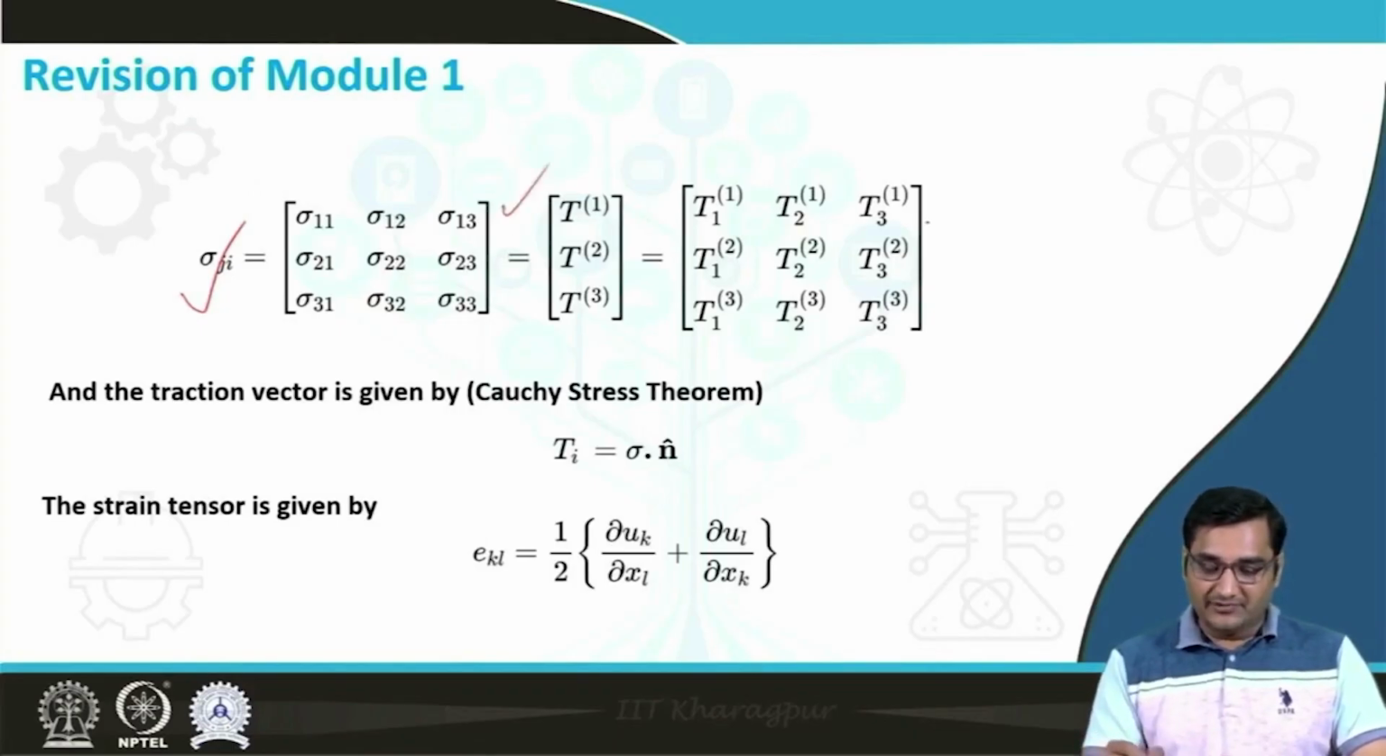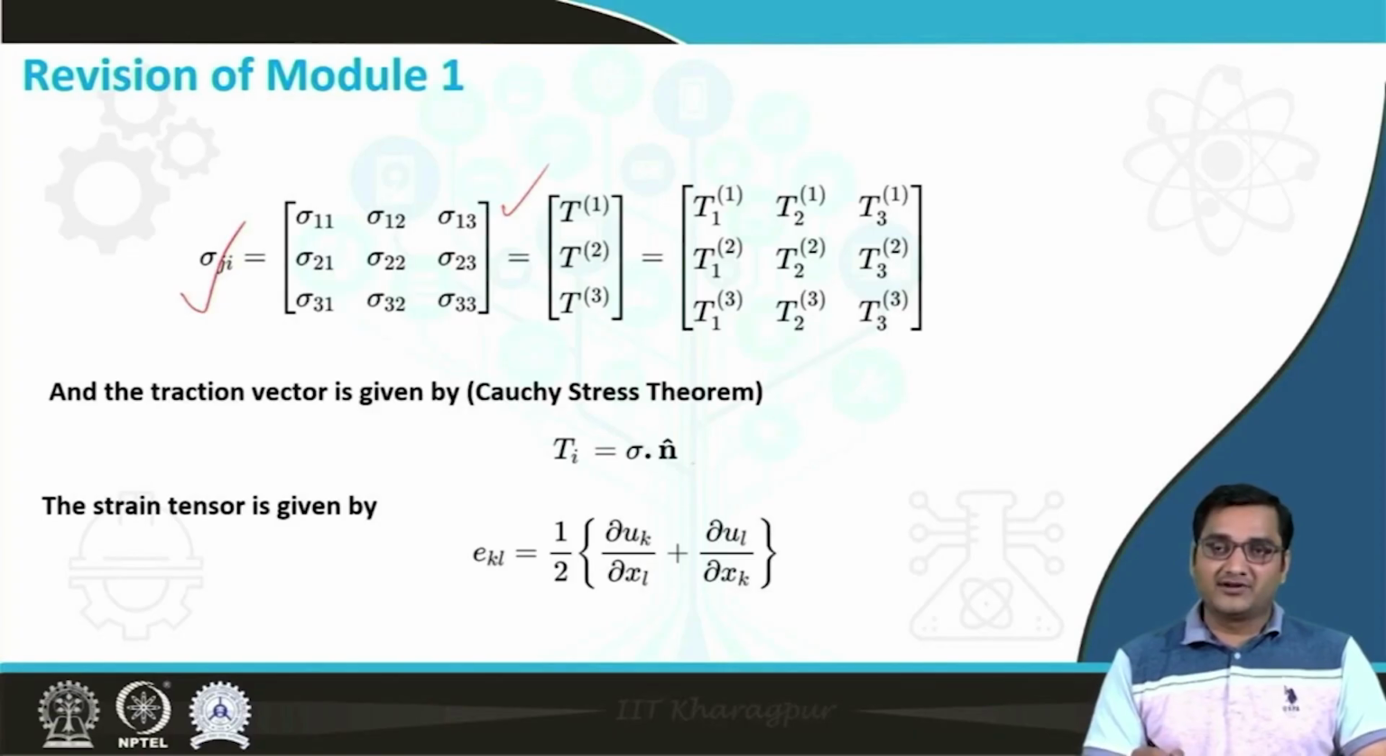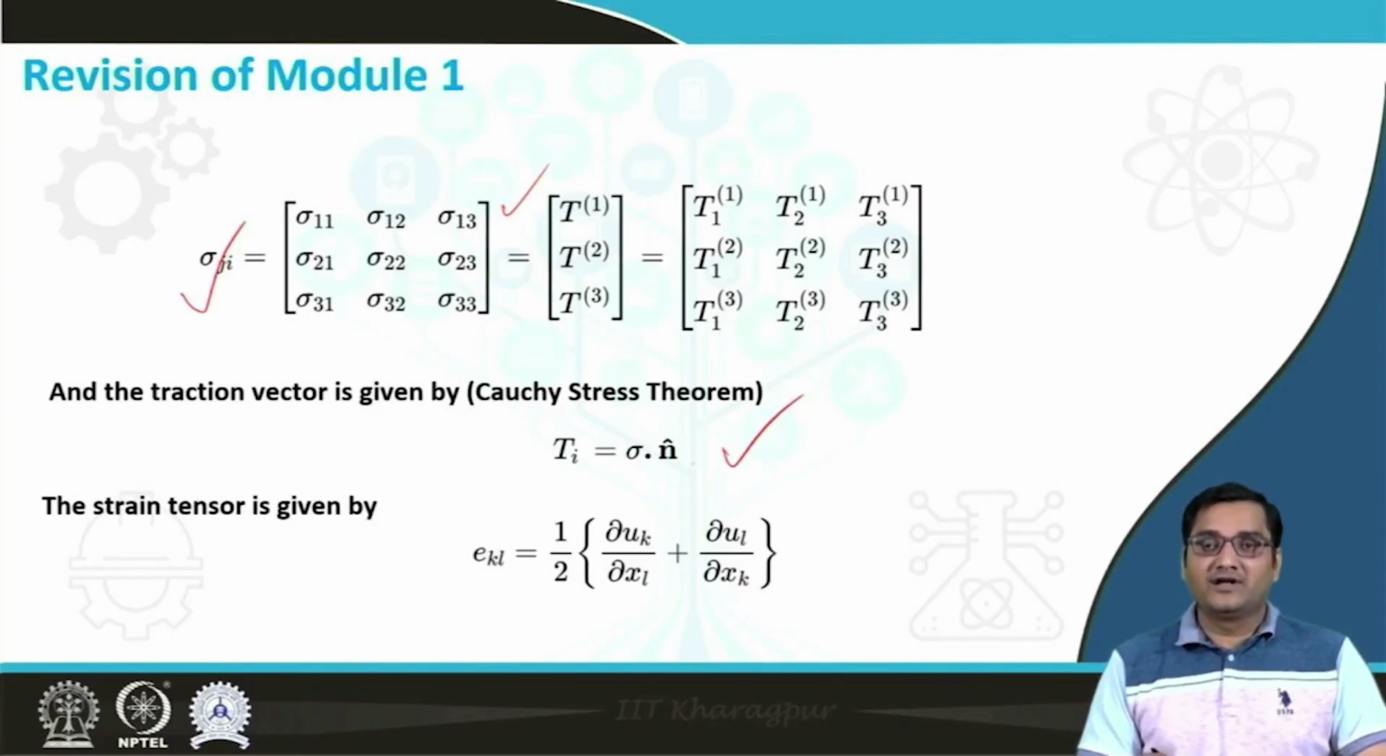It has 9 components, and the traction can be related through Cauchy's stress theorem, which is a function of the unit normal vector on the surface where the force is applied, and its direction is similar to the force. And the strain tensor is given by e_kl equals half of ∂u_k/∂x_l plus ∂u_l/∂x_k.